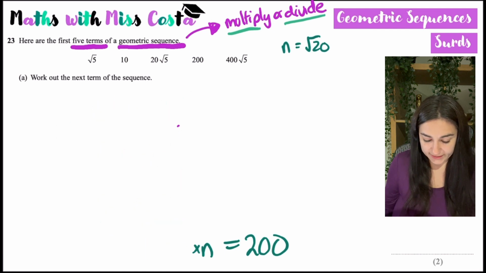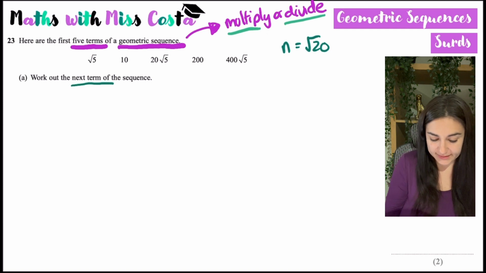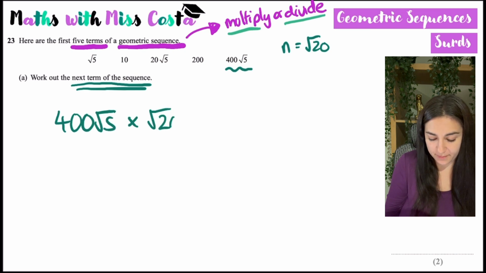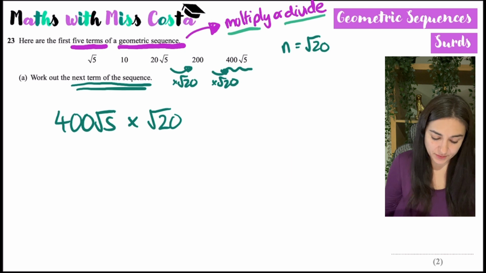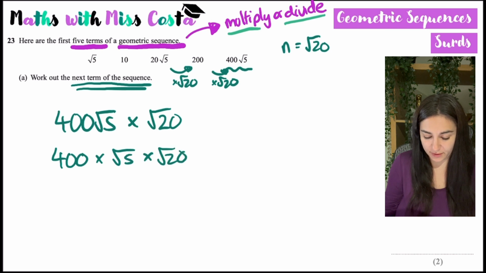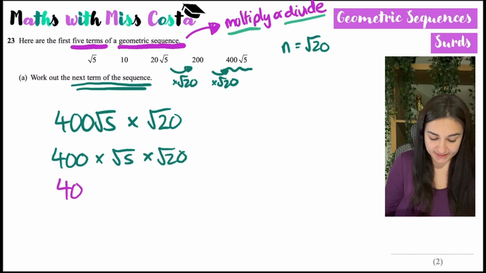So once I know that, I am asked to work out the next term of the sequence. Well, the final term is 400 root 5. So I'm going to need to multiply that by root 20, because that's my common ratio each time. I'm timesing by root 20. Okay, so let's try and split that up. That's the same as saying 400 times root 5 times root 20. Let's bring the surds together.